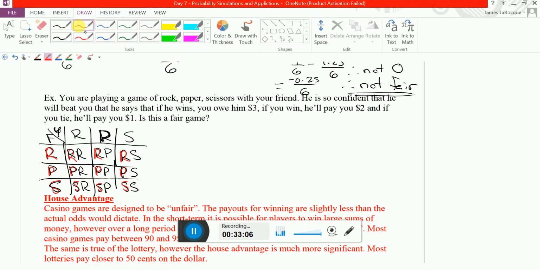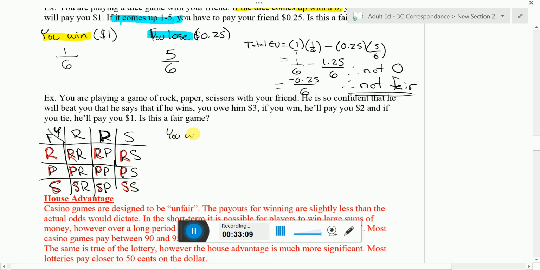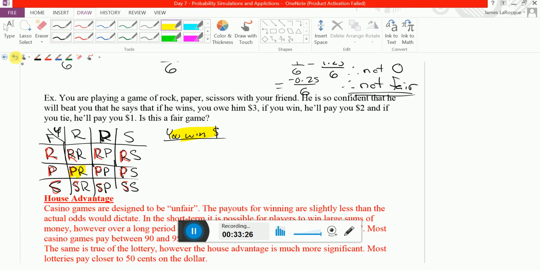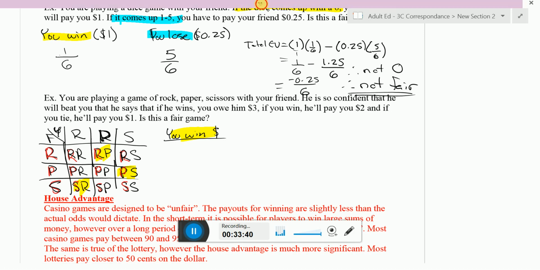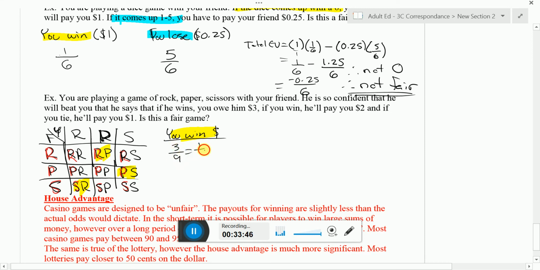Now, you win $2 when you beat him. Let's see. Paper beats rock, and your friend is red, so that's him beating you. So, paper beats rock. We have scissors beats paper, and we have rock beats scissors. So those yellow ones there are when you win. That's 3 out of 9, or 1/3.